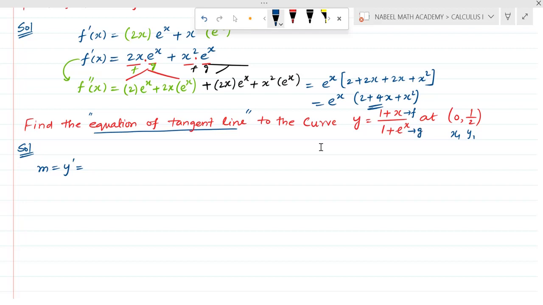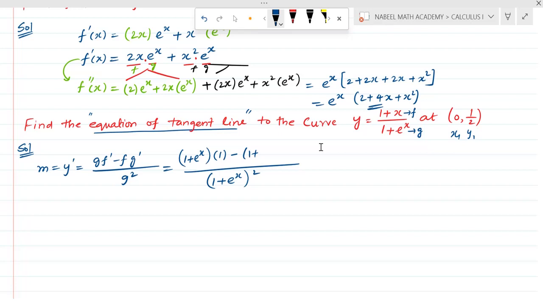What is the rule? The rule is g squared, g fixed times f prime, minus f fixed times g prime. So I just substitute the values: 1 plus e power x whole square, and 1 plus e power x is fixed. Now what is the derivative in the numerator? 1 minus, 1 plus x is fixed. What is the derivative in the denominator? E power x is e power x. 1 becomes 0. After getting this value, I have to substitute x equals 0. When I substitute x equals 0, which term becomes 0? Because the x value given is 0.